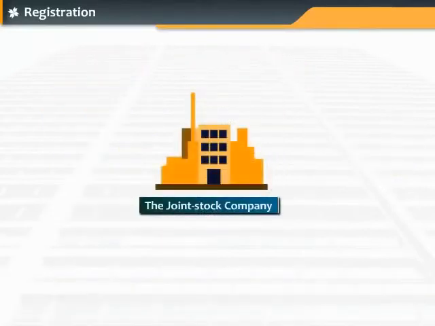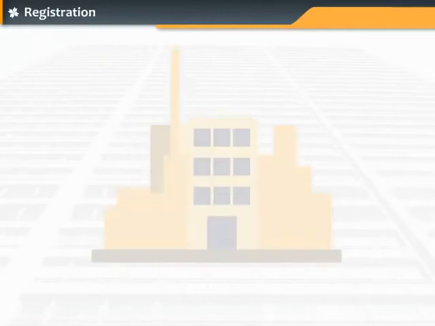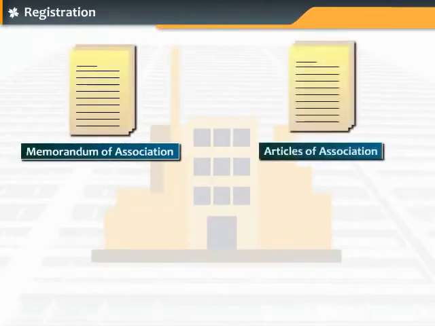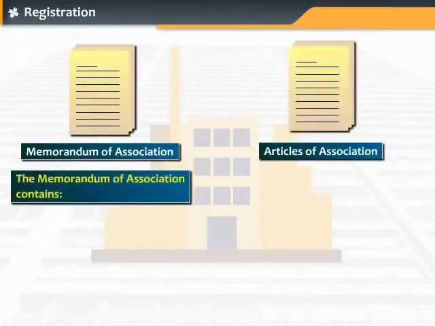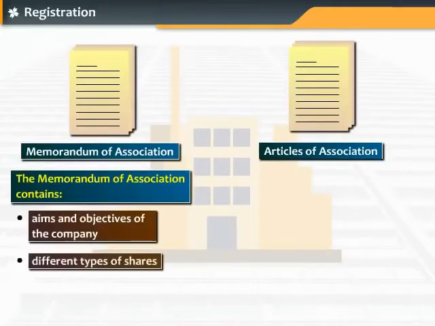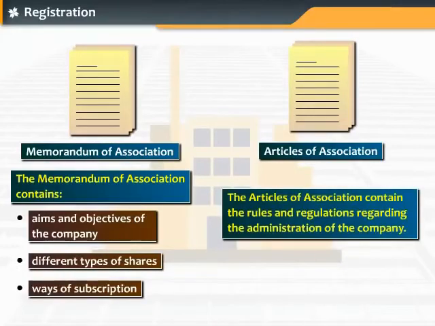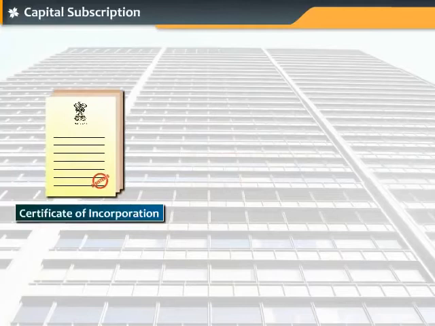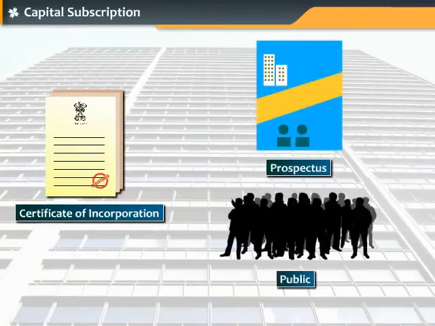Important documents required for the formation of joint stock companies are Memorandum of Association and Articles of Association. The Memorandum of Association contains the aims and objectives of the company, the different types of shares, and ways of subscription, while the Articles of Association contain the rules and regulations regarding the administration of the company. Once the certificate of incorporation is received, the directors issue prospectus to the public, which results in start of capital subscription of the company.